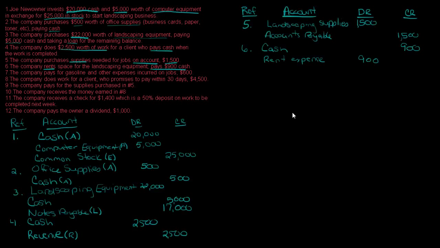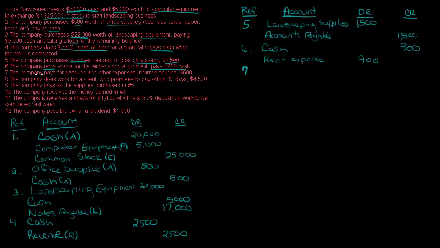Alright, let's finish off the journal entries that we started in part 1. So in part 1 we did the first 6 entries and now we're going to do the last 6 entries. So using the same methodology that we used before, we're going to read through each transaction. We're going to decide what is important and what we have to record. So let's do number 7.